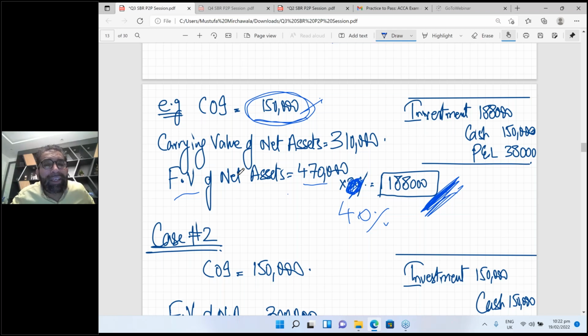So what will be the entry? Listen, you will recognize your investment at the fair value of net asset share. So debit investment by 188.